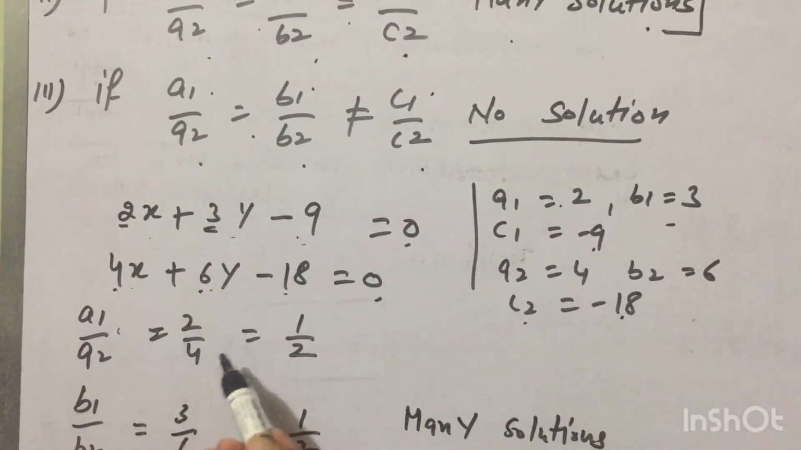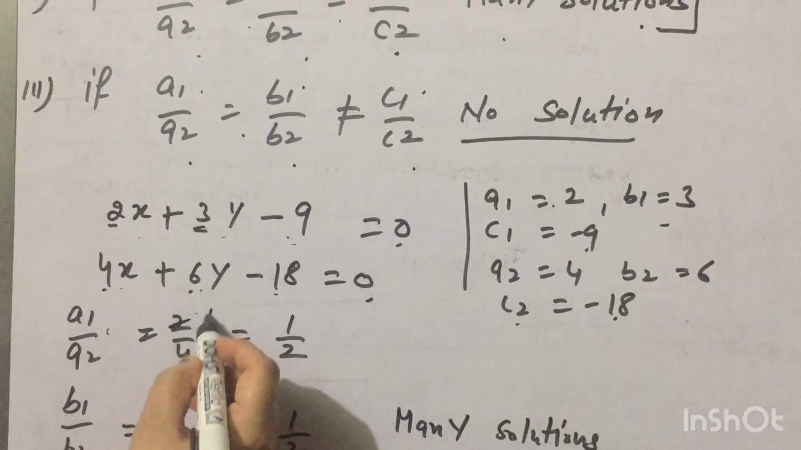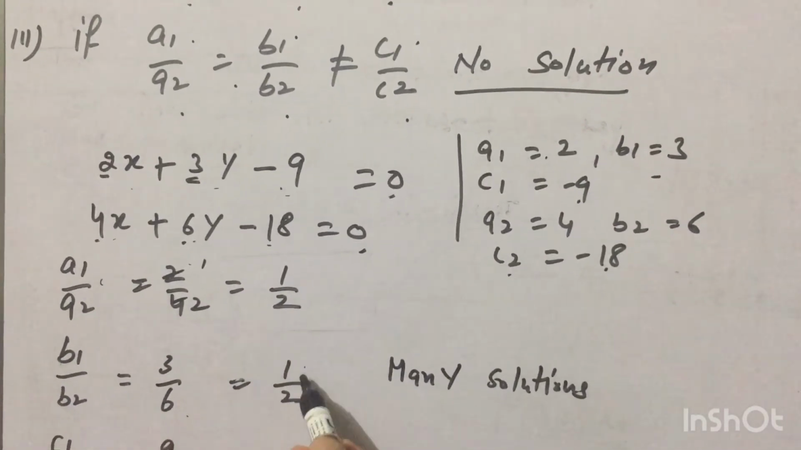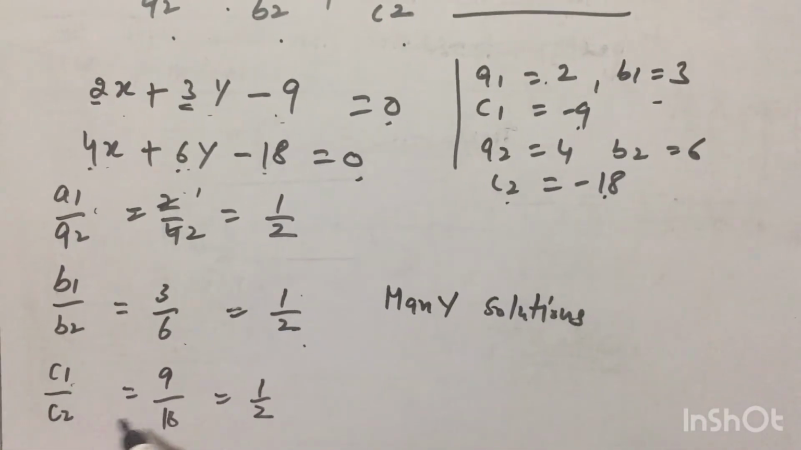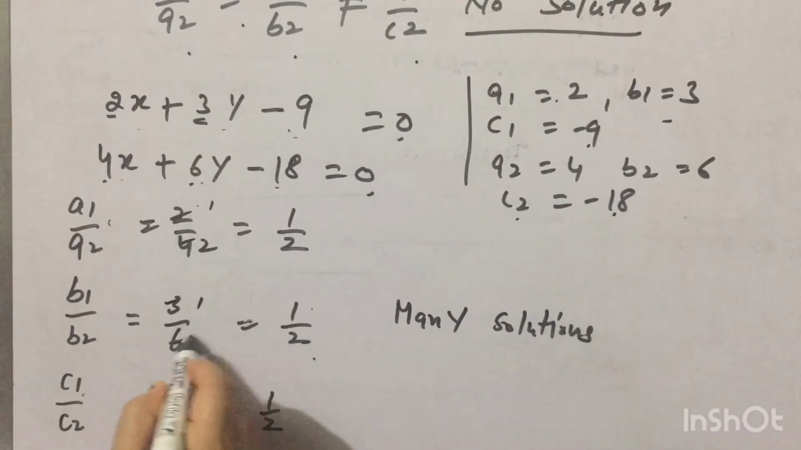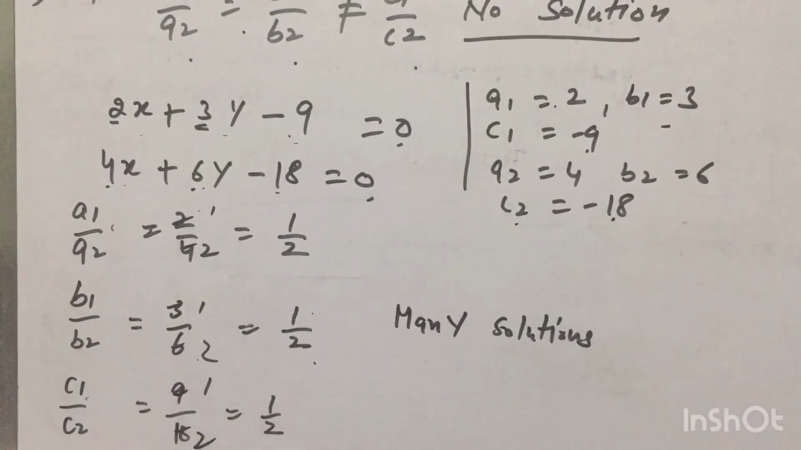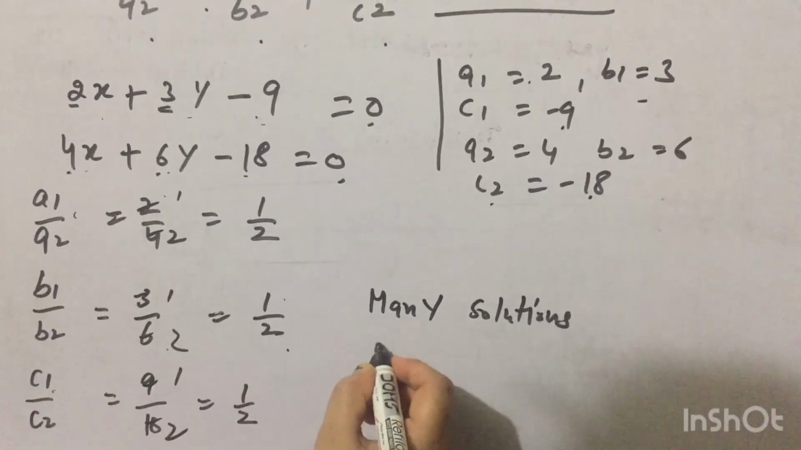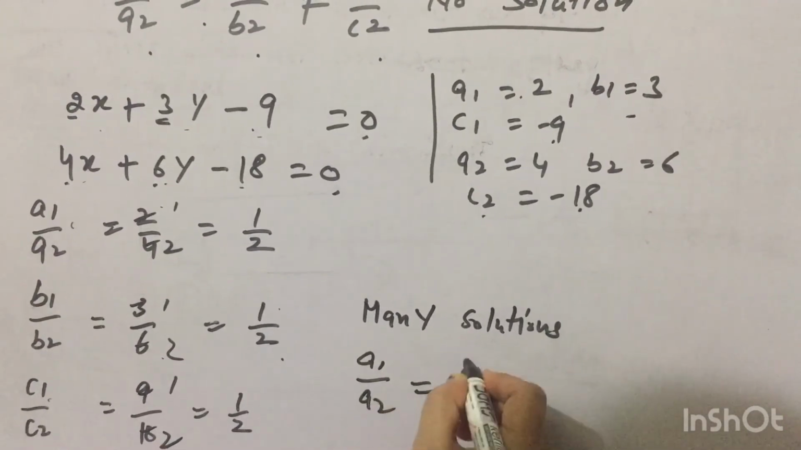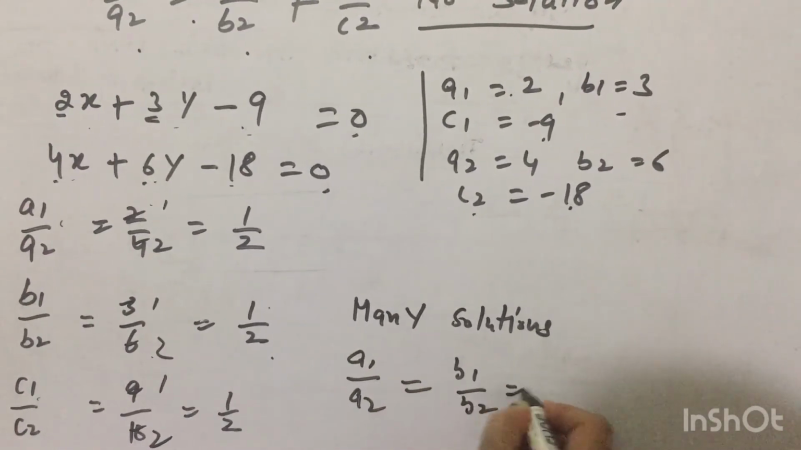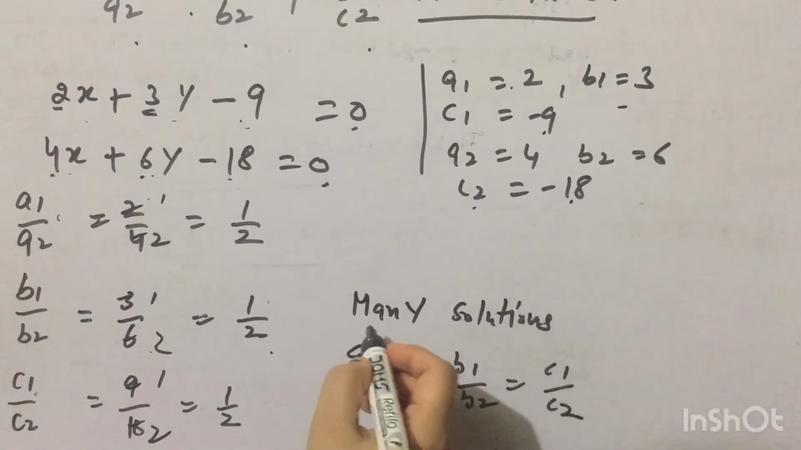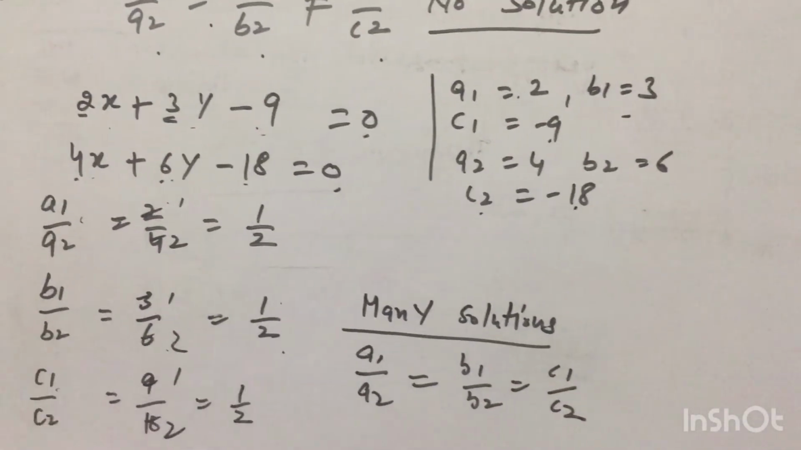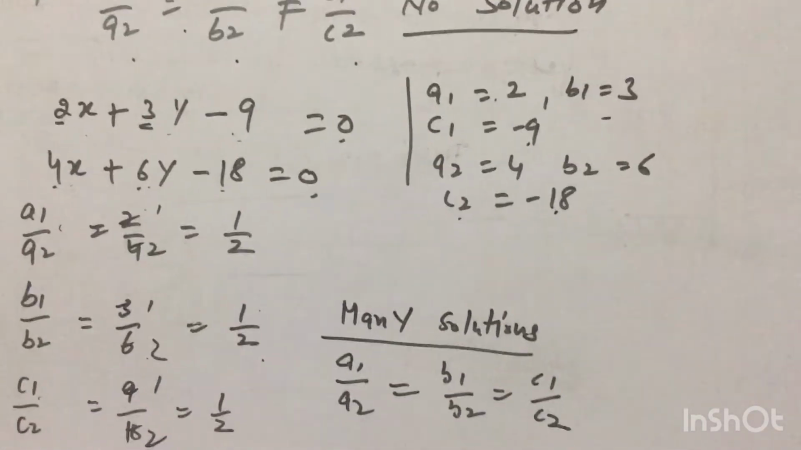So a1 by a2 we get 2 by 4, cancel it, we get 1 by 2. b1 by b2 equal to 3 by 6, we get 1 by 2. c1 by c2 equal to 9 by 18, cut it, we get 1 by 2. So a1 by a2, b1 by b2 and c1 by c2 are equal. So there are many solutions. We can find many values of x and y here.